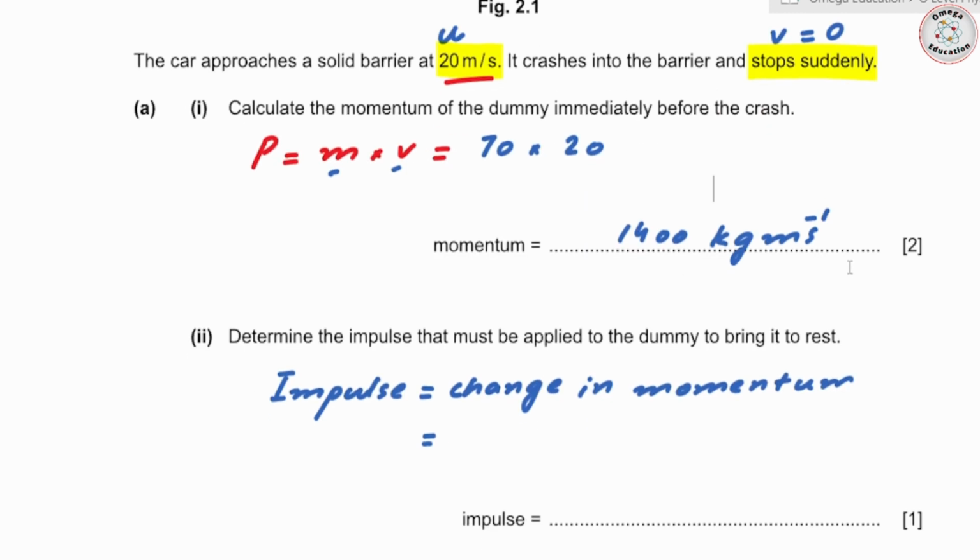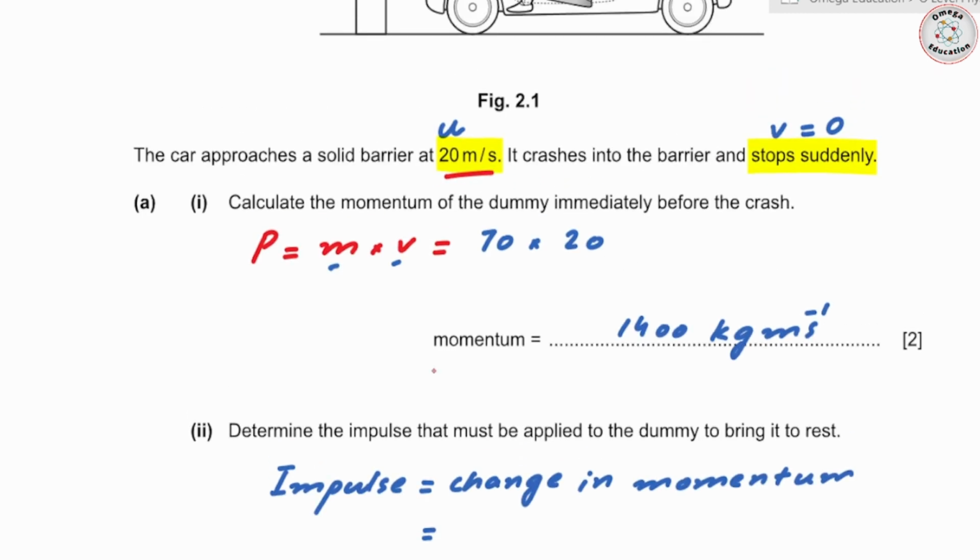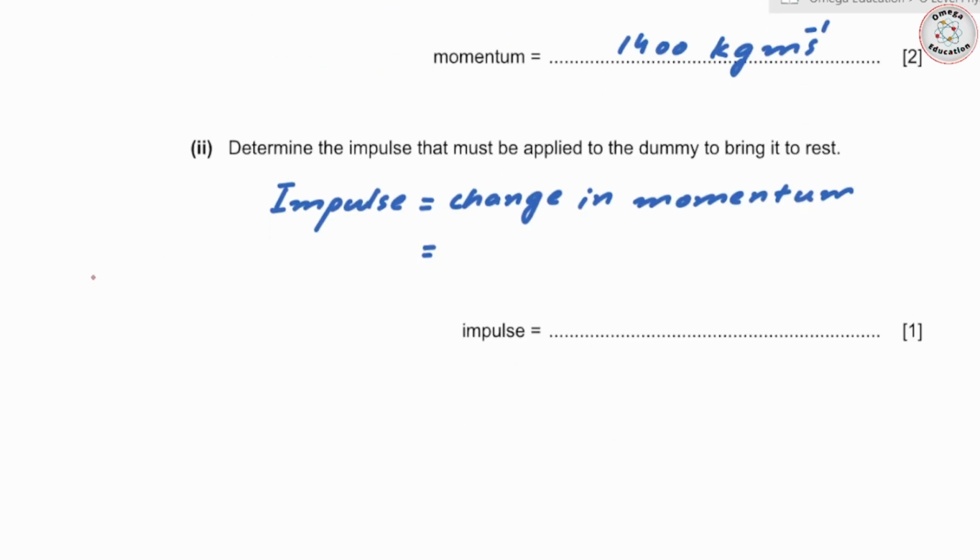So starting momentum is 1400 and the final momentum is 0. Now what is the change, or what is the difference between the two values? And with the impulse you can write down the same unit, or you can write Newton second. Both would be acceptable. I'm writing Newton second because for impulse it is a better practice to write Newton second. All right, but you can write either of these two.